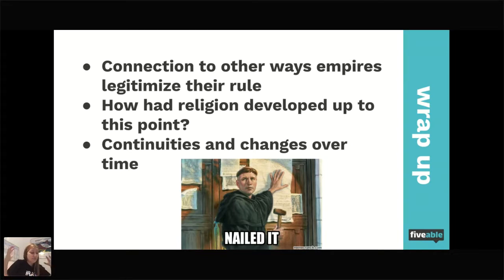So again, keep branching out when we're talking about empires and we're talking about administration. Think about culture, think about society, think about wealth and trade and how they're using all of these things to govern. Make those cross-cultural connections between empires, make those connections over time as well.